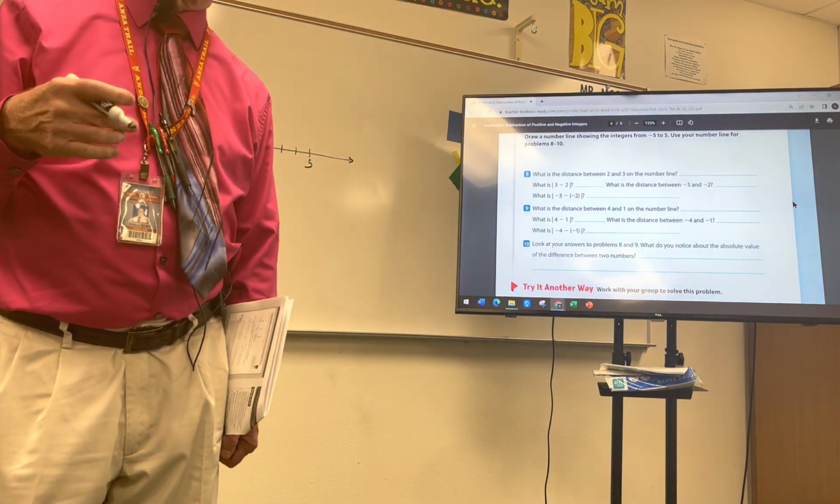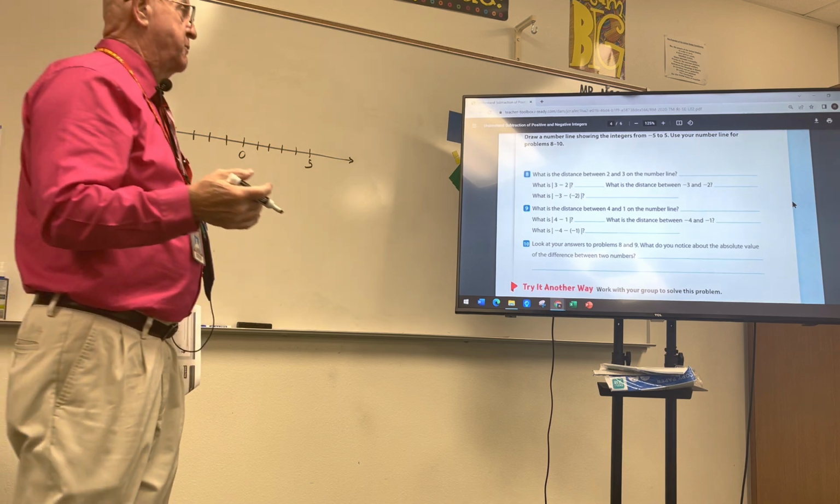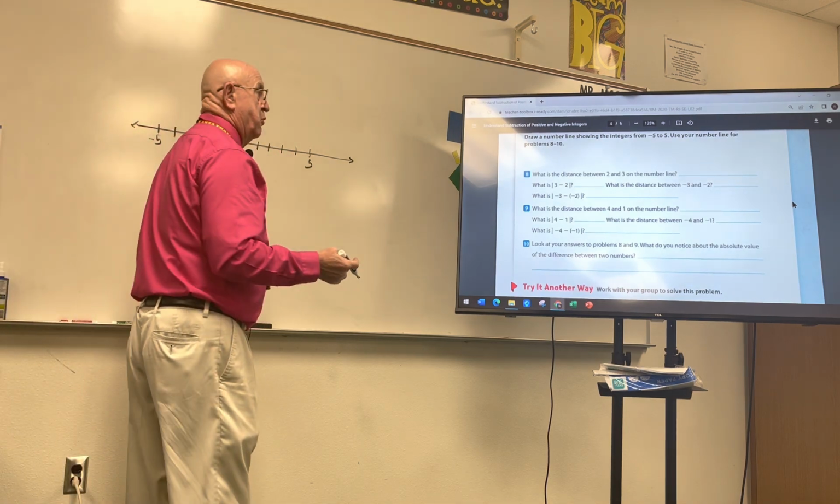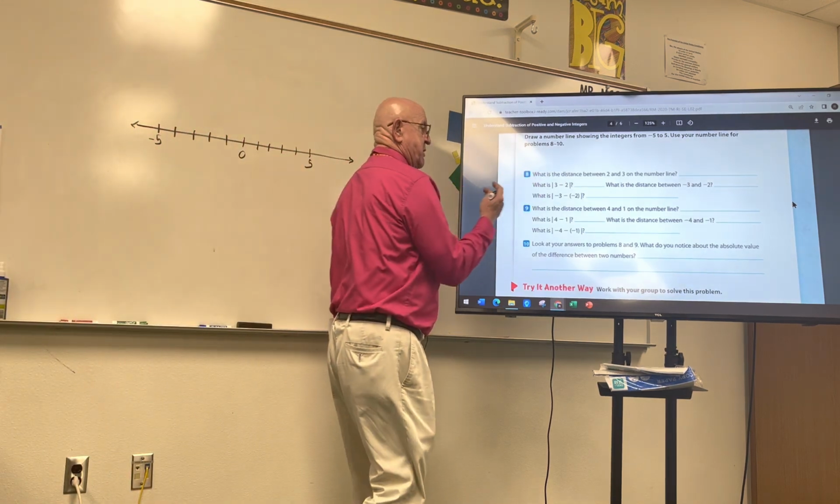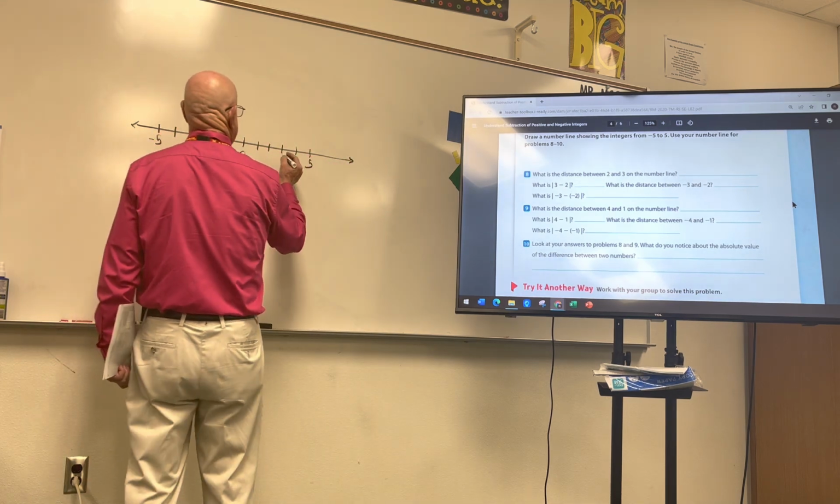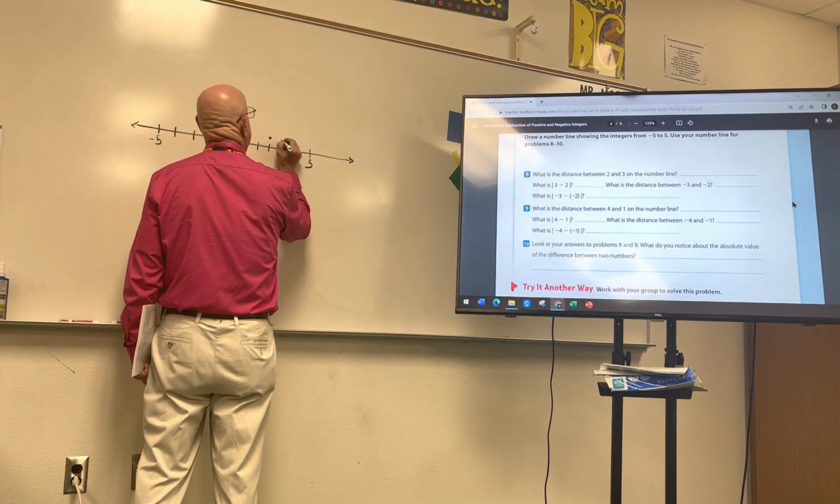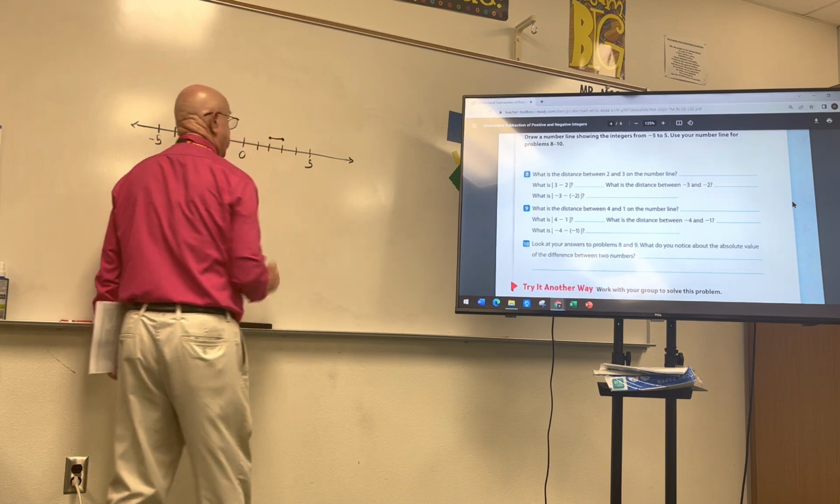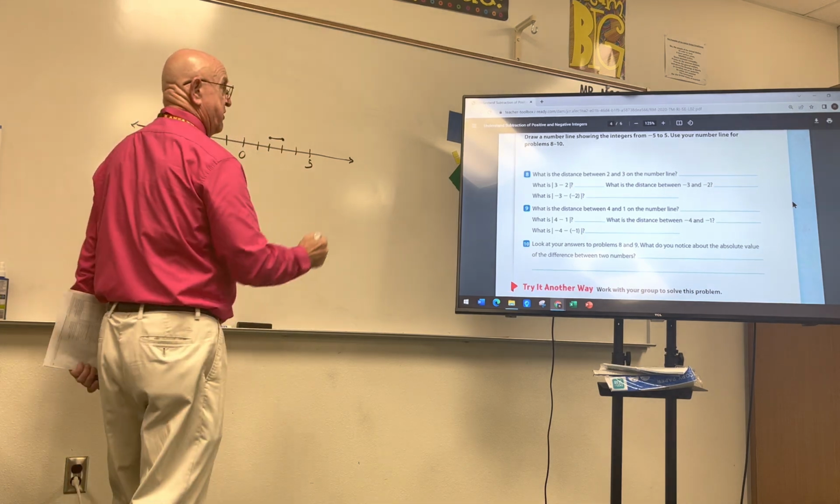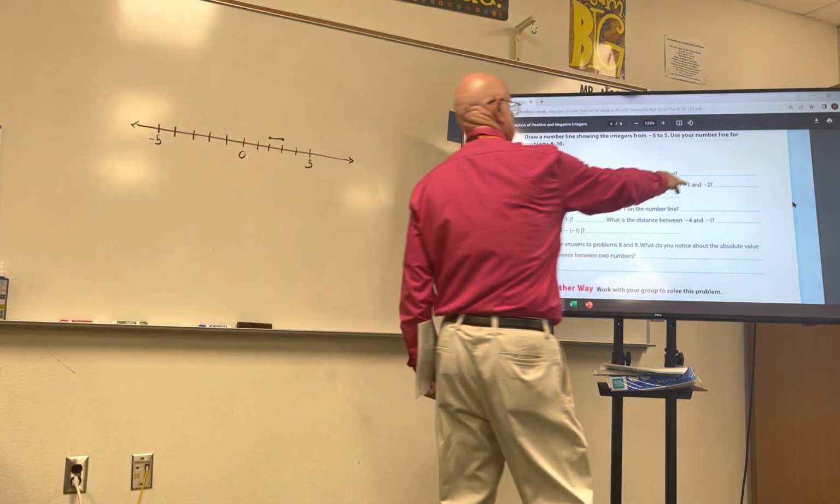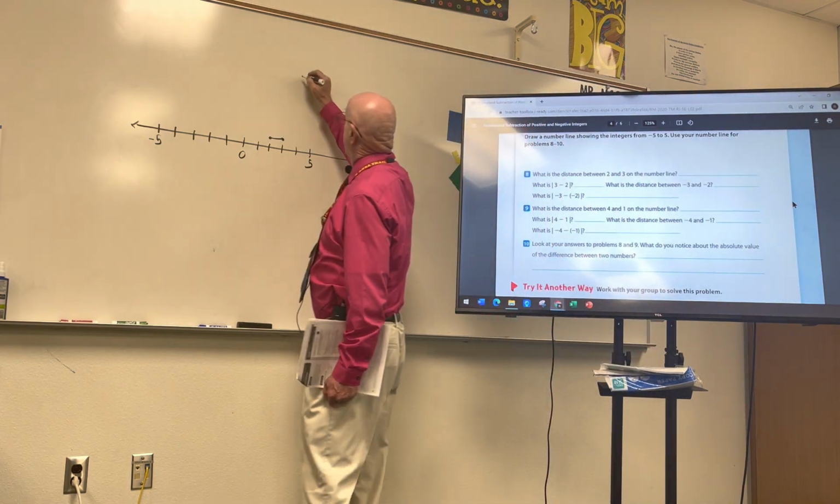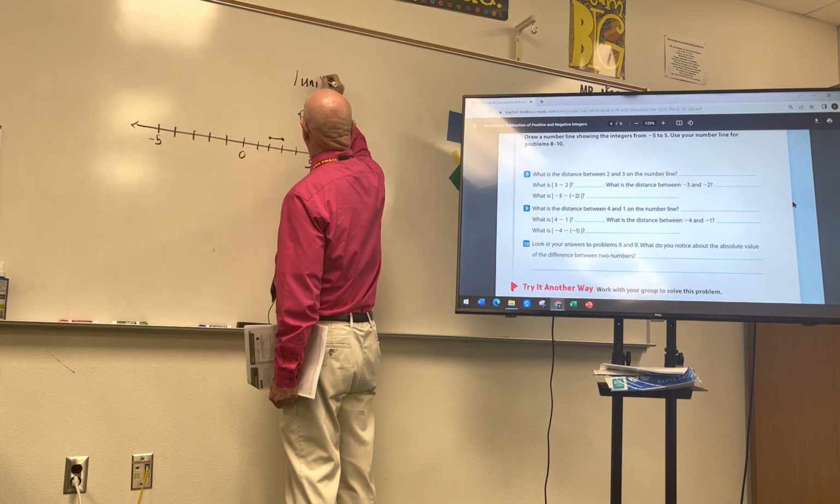And remember that distance on a number line is absolute value, right? So what is the distance between 3 and 2 on a number line? I'm going to put that up there. Here's 2 and here's 3. That distance is 1 unit. So in this line right here, we should write 1 unit. All right?